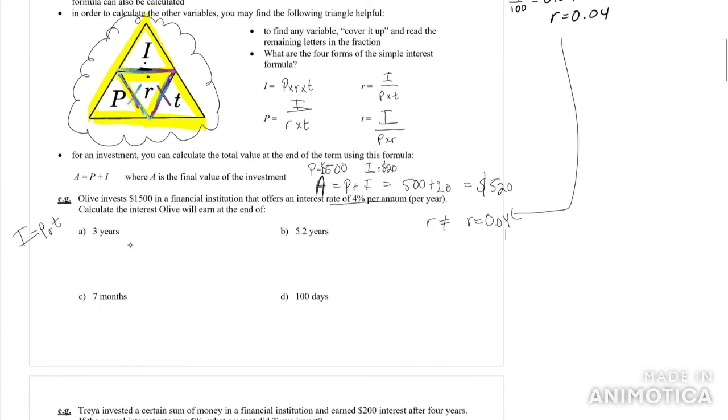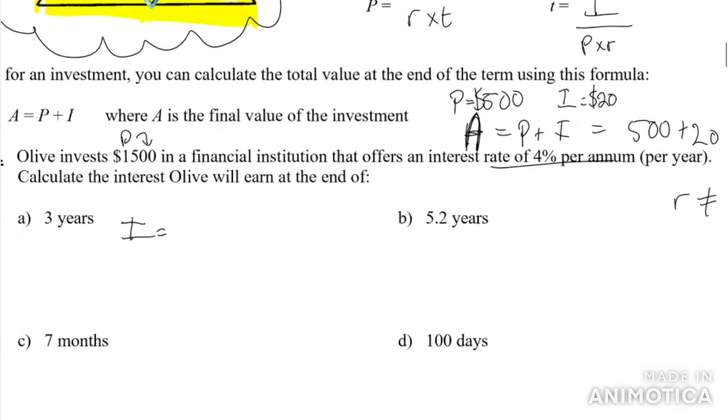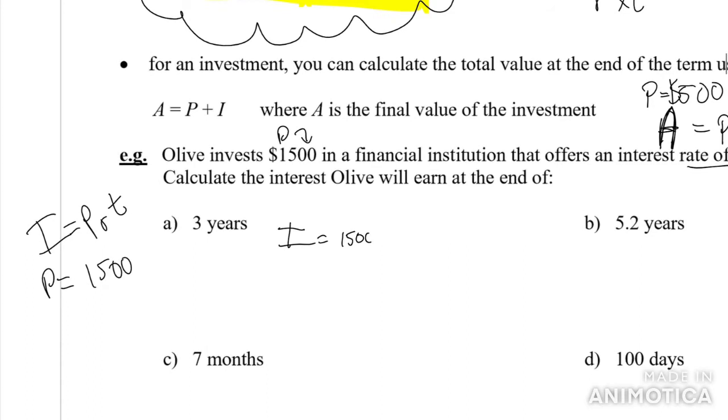Following this up, 3 years, so I have I is equal to, my P is 1500. So I'll put P equals 1500 over here. So I have, open brackets, I'll make this a bit bigger, 1500 times 0.04 times 3. And this gives us an interest of $180. So notice how it's less than the 1500 because it's just the interest. It's not the total amount in the bank account.